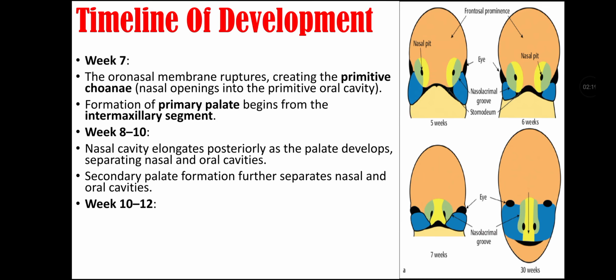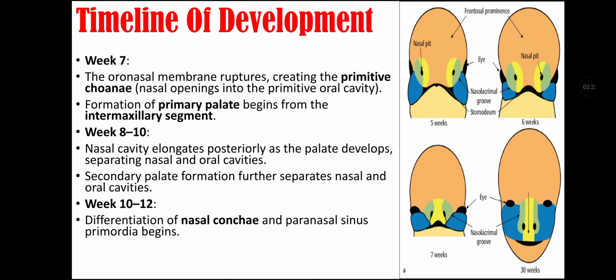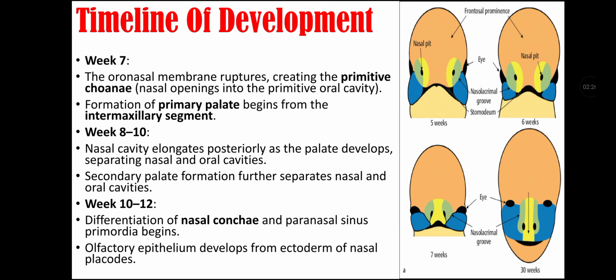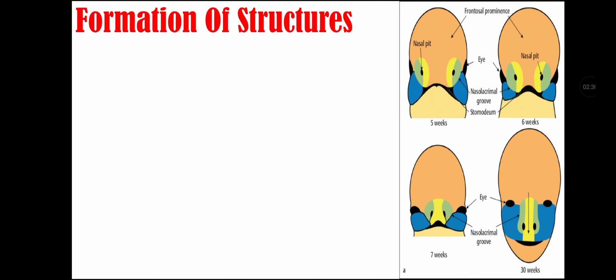Then there is week 10 to 12. During this time, there is differentiation of nasal conchae and paranasal sinuses. The olfactory epithelium also develops during this time from the ectoderm of nasal placodes.